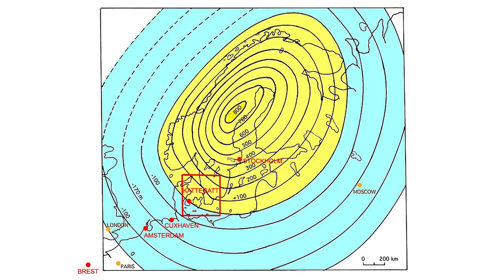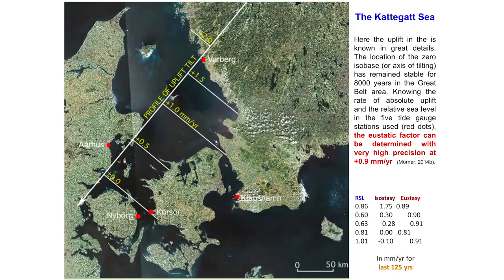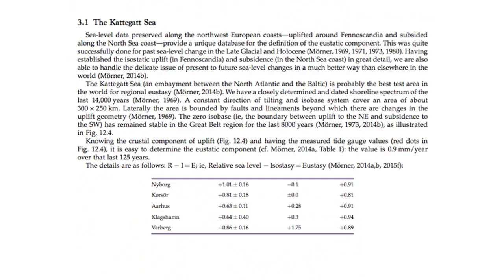We have the Stockholm area, where we have a long tradition, so we can check it. And we have Cuxhaven, Amsterdam, and Brest. I will have some discussion about that too. First of all, the Kattegat area, where we know the uplift, and this area is 0. And then we have a lot of tide gauges, and we can check them, and you have the values at the other side. So it's about 0.9. You cannot escape it. It's a really very good value.